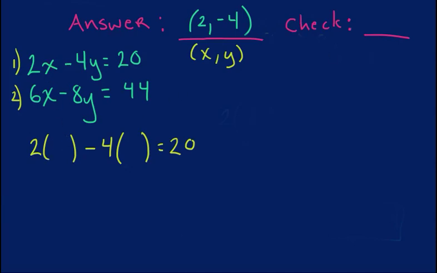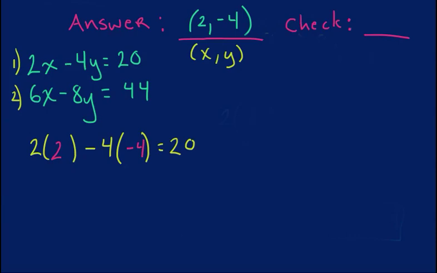Because now I know that it tells me to plug in a 2 for the x, because that's what x equals, and plug in a -4 for the y, because that's what y equals. So it has to be the same for each one.